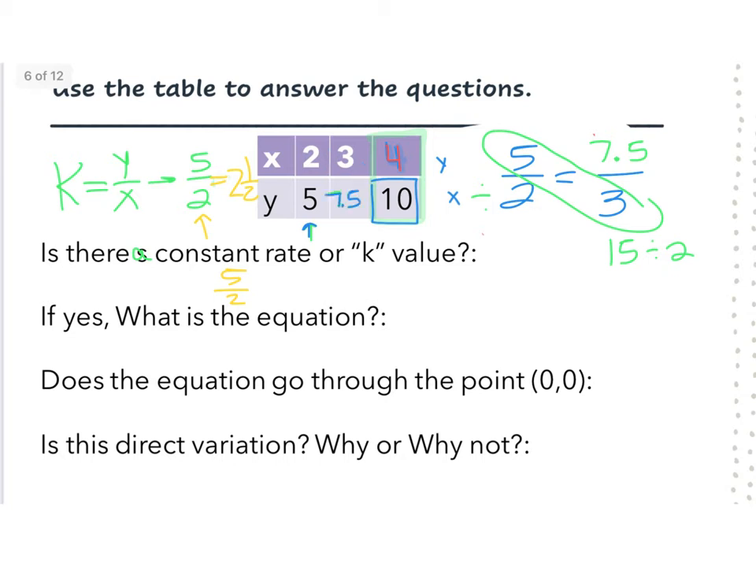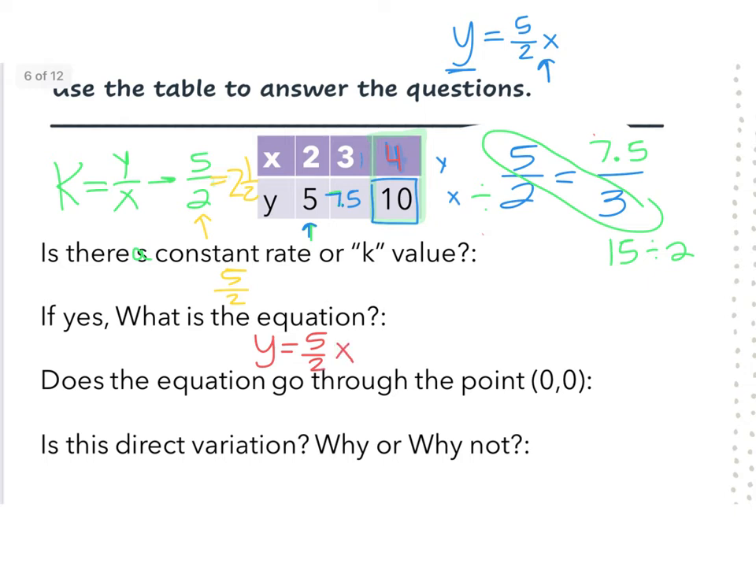Again, that's just one way to do it. You could have done it a bunch of different ways. You could have used the y equals 5 over 2x, and plugged in this 3 for your x value, solved it to figure out what your y value should have been, and you would have gotten 7.5. So again, there's a few ways to do this. This is just some of the ways. All right, so they want to know what is the equation. So the equation then would be y equals 5 over 2x.